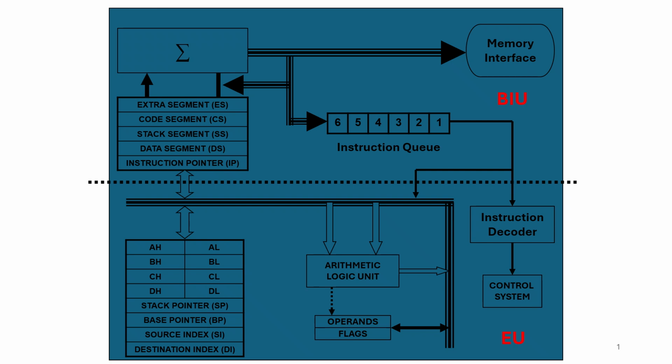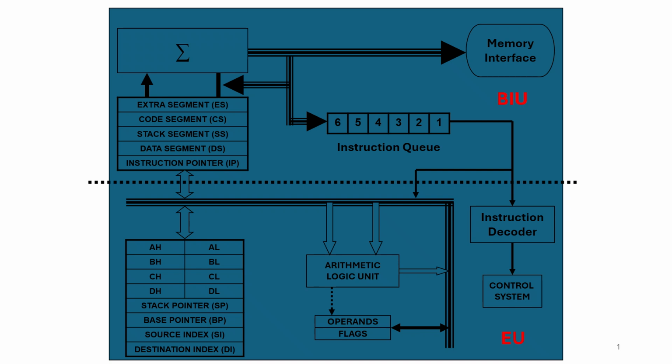The architecture is mainly categorized into two different parts. One is known as the bus interface unit, and the other is the execution unit. As the name suggests, the bus interface unit is responsible for all internal data transfer which takes place inside the microprocessor, and the execution unit will execute the instructions given to the microprocessor.